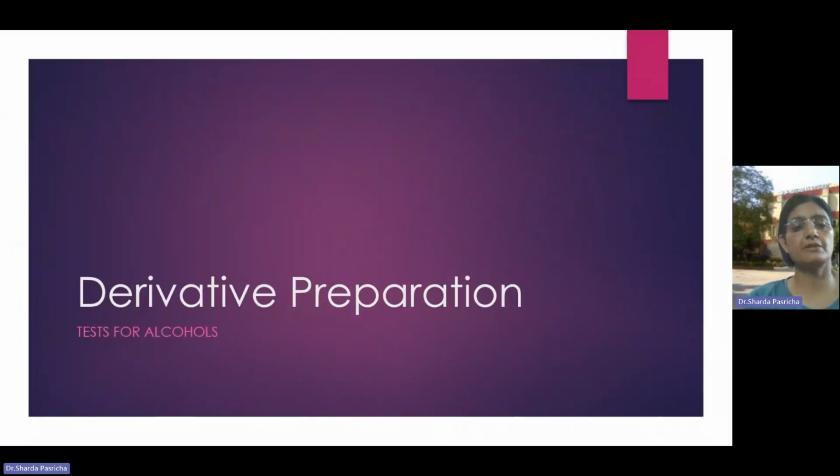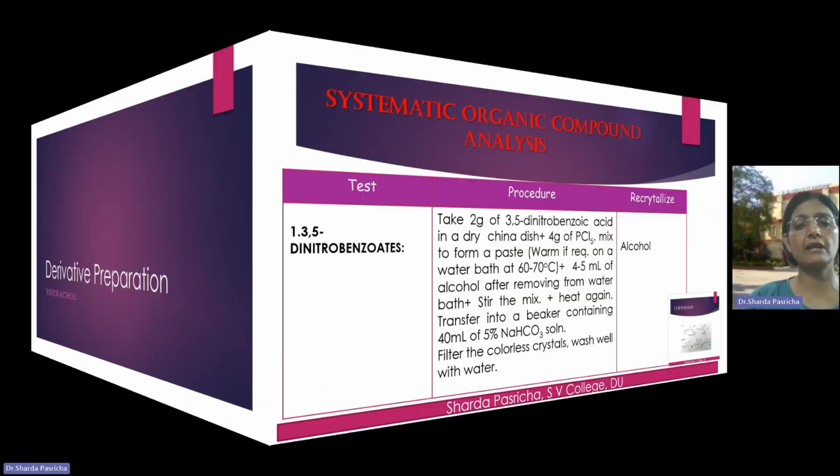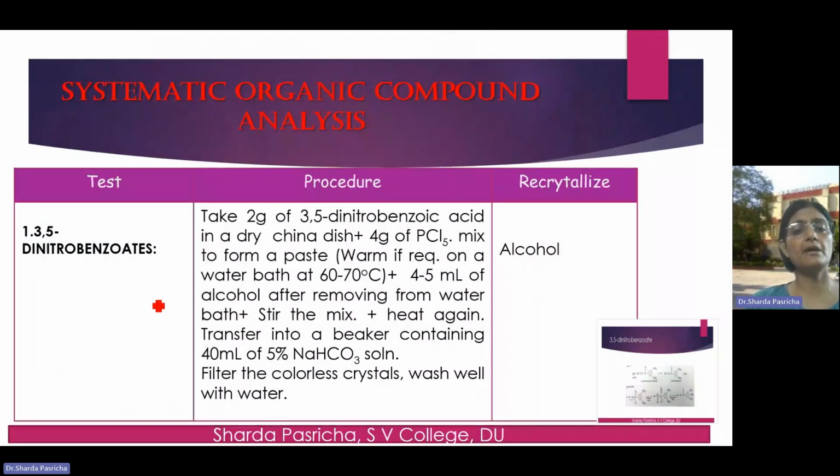Now let us do the derivative preparation for alcohols. How to prepare the derivatives of alcohol? The first derivative that you can prepare is 3,5-dinitrobenzoate. Take 2 grams of 3,5-dinitrobenzoic acid in a dry china dish. Add 4 grams of PCl5. You can't weigh PCl5 because it is highly hygroscopic and reacts with moisture immediately. So take 1 spatula of 3,5-dinitrobenzoic acid and approximately double the amount of PCl5. Mix it with a glass rod to form a paste.